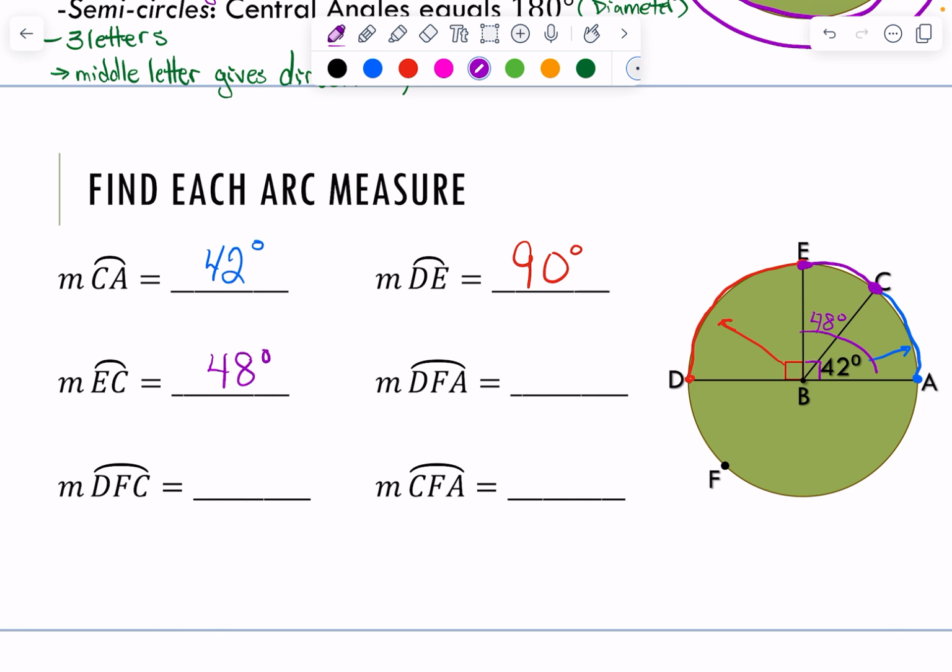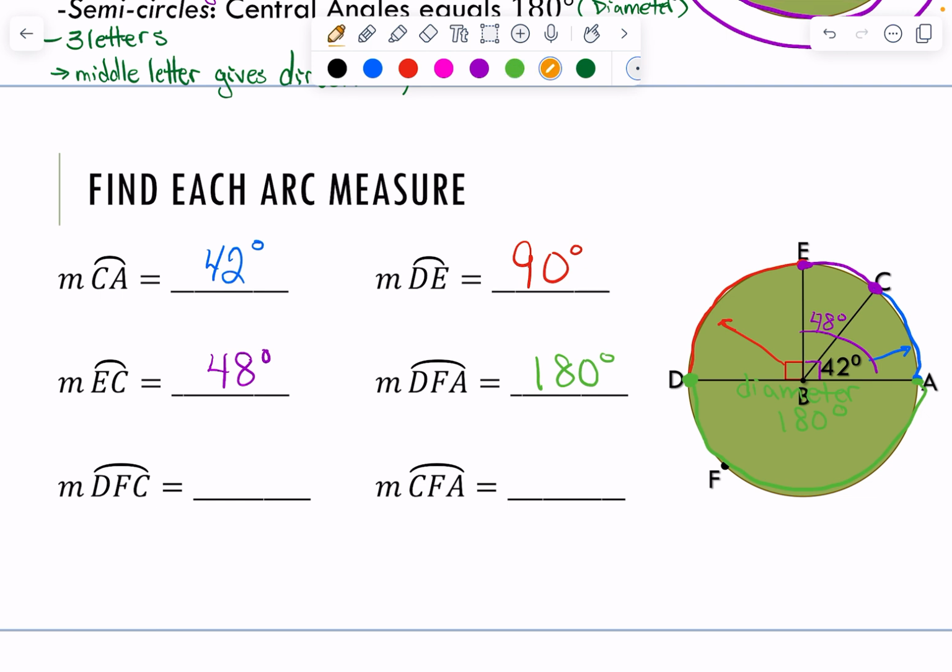Now, the next one we're going to go to is a major arc, DFA. So I'm going to start here. I know that because it's using 3 letters, so it's not a minor arc anymore. So I'm going to go D, go through F, up here to A. So that would be 180. Why do I know that? Because DA is a diameter. Okay, so since D and A are both on the circle, it's a chord, but it goes through the center, so it's the diameter, and it'd be 180 degrees.